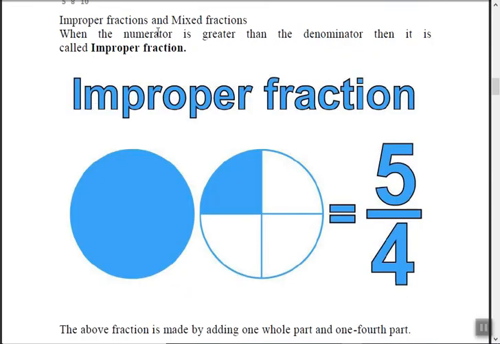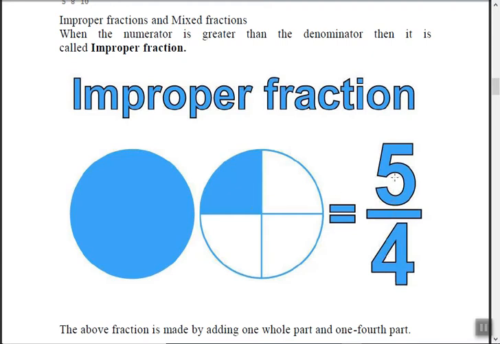Improper. If the numerator is greater than the denominator, then it's called improper. Why is it called improper? Suppose this example, 5/4. It means 5 parts are being taken, of something in which 4 parts make a whole. Suppose I have made 8 parts, and I want 5/4. What is 5? These 4 are joined together, and one more is taken. So that's why it's called improper.